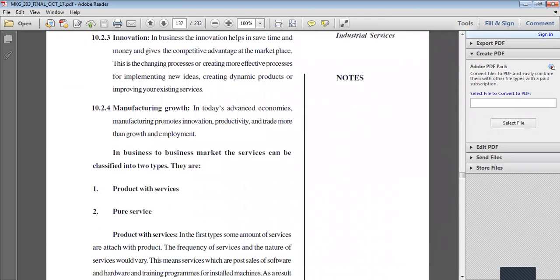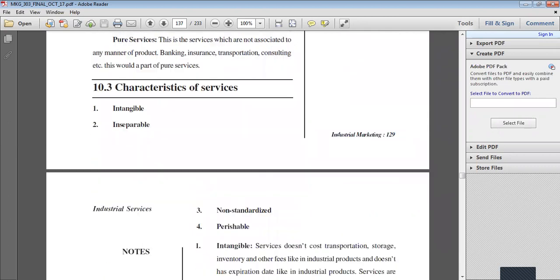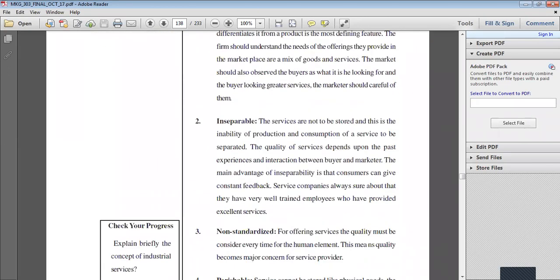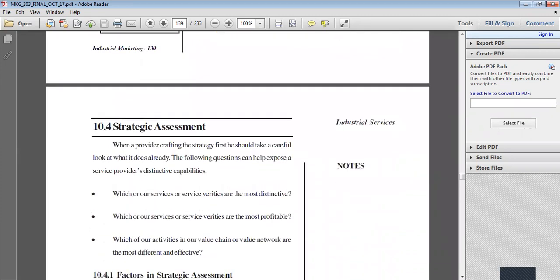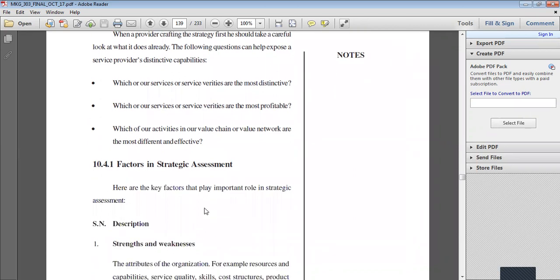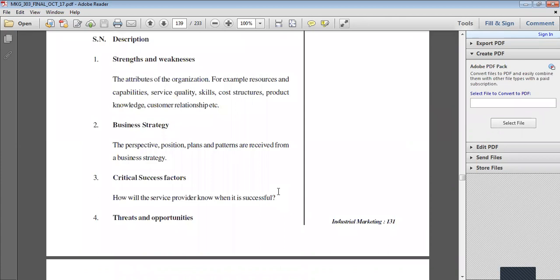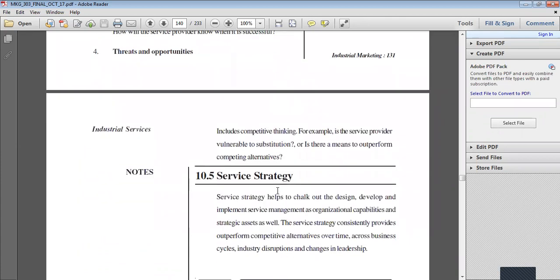In business to business markets, services can be classified into two types. First type is product with service and the second is pure service. Characteristics of services are integral and inseparable, non-standardized and perishable. Strategy assessment means that when crafting a strategy, one should first take a careful look at what it does already. The following questions can help expose a service provider's disconnect in capability. Factors in strategy assessment: here are the key factors that play an important role in strategy assessment. Description, strength and weakness, business strategy, critical success factors, greatest operation, service strategy.